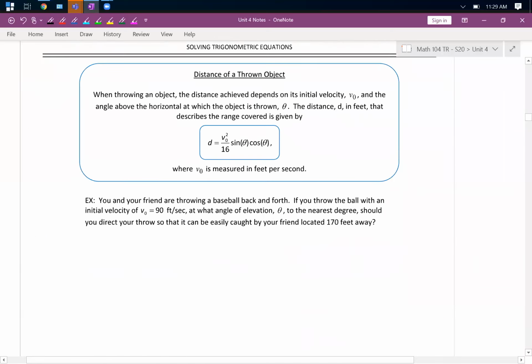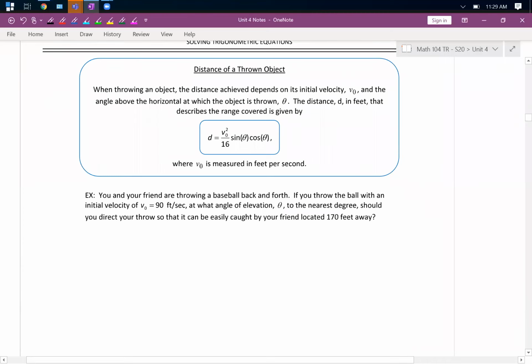All right. So here's another application problem. This is the distance of a thrown object. You do not need to memorize this formula. When throwing an object, the distance achieved depends on its initial velocity, v sub 0, and the angle above the horizontal at which the object is thrown, theta. The distance d in feet that describes the range covered is given by d equals v sub 0 squared divided by 16 times sine of theta times cosine of theta. And v sub 0 is measured in feet per second.